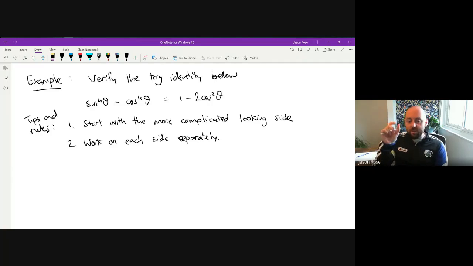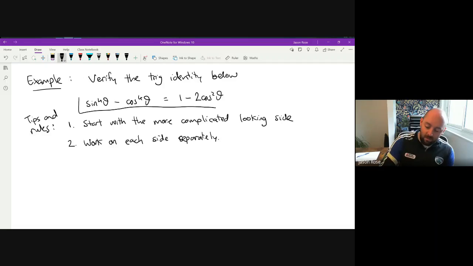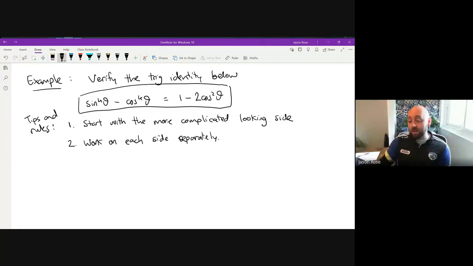You start with one side of it and try to manipulate it into the other side, and that proves that the equation is true. Like this thing up here that we are given, this is something that in theory we don't know if it's true. We have to try and prove it. So we start with the left side and try to do manipulations and simplifications to get to the right side. Now this time I said start with the left side because my first tip was start with the more complicated looking side. To me, powers of 4 and 2 different trig functions looks more complicated than powers of 2 or whatever.